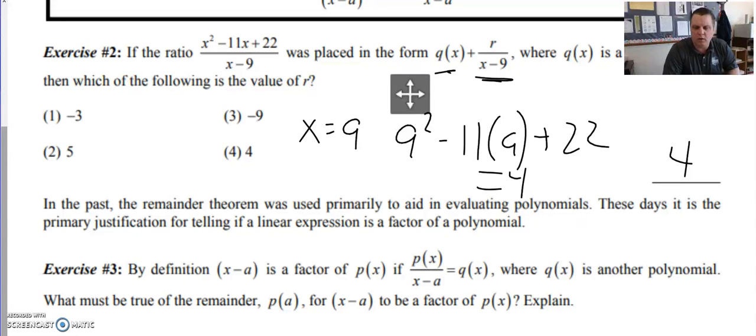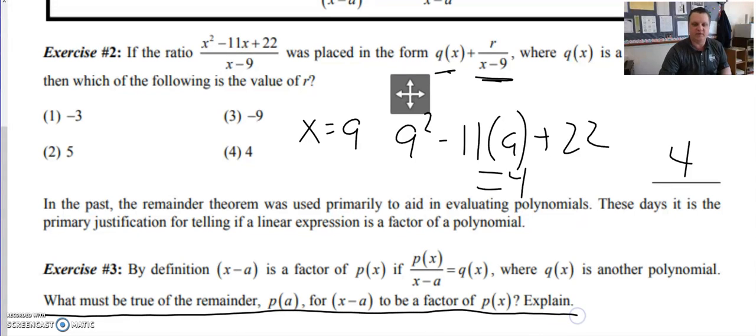So when it says here, it's just saying exactly what I said: the remainder for x minus a to be a factor of p of x. So if you have the remainder of 0, then it is a factor. So that's what it says. What must be true of the remainder, p of a, for x minus a to be a factor of p of x? So it has to be 0. You have to have a remainder of 0, and then that would tell you it's a factor.